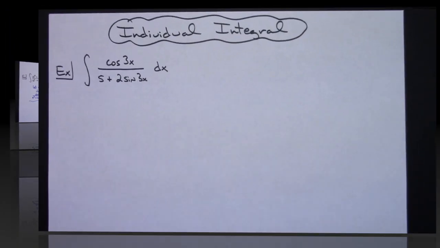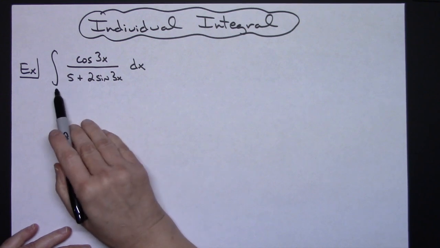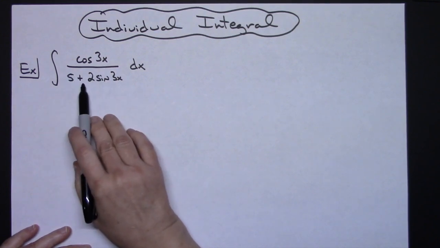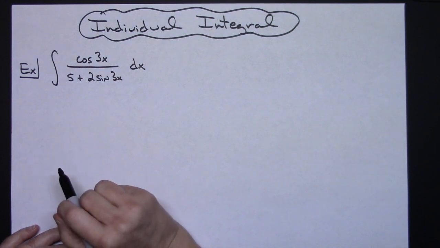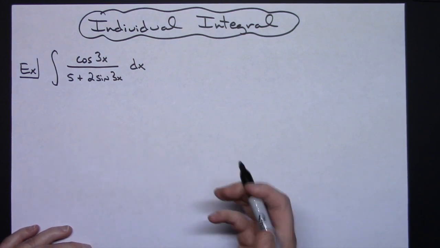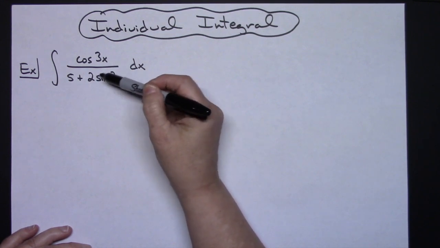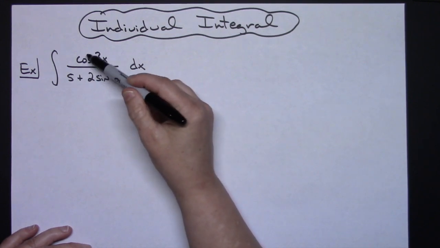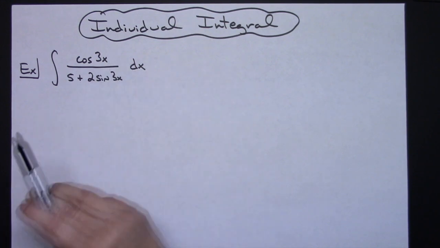Thanks. In this video, I'm going to be working out an individual integral. We're going to take a look at the integral of cosine 3x all over 5 plus 2 sine 3x dx. It is going to be just a straight u substitution integral. So for that reason, if I take a look at this and I know that the derivative of sine is cosine, then I'm going to want to go ahead and let my u be that entire denominator right there.